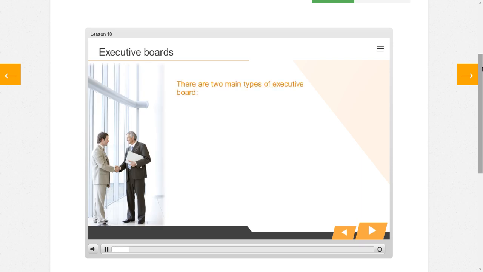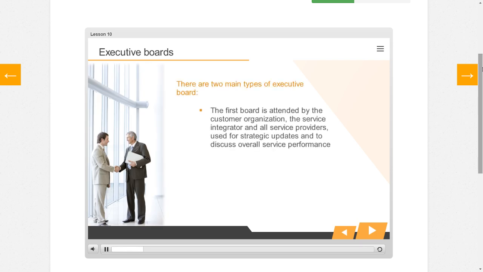There are 2 main types of executive board. The first board is attended by the customer organization, the service integrator, and all service providers. This board is used for strategic updates and to discuss overall service performance.